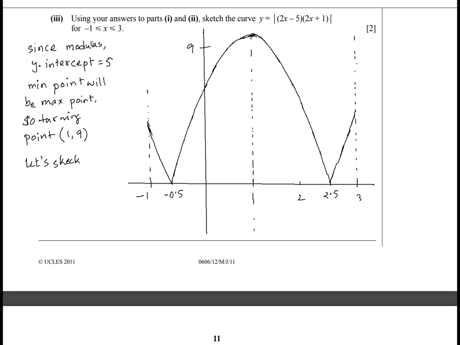Okay, so now let's write the coordinate of the turning point, that is (1, 9), and the y-intercept is 5. So this last part of the question is done. Now let's move on to question 9.